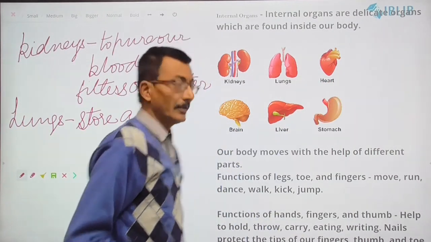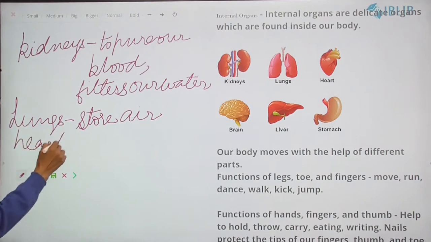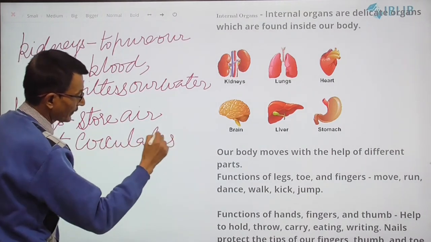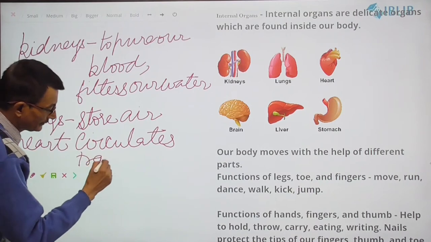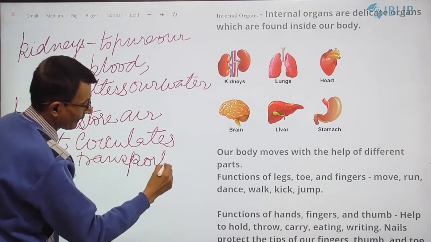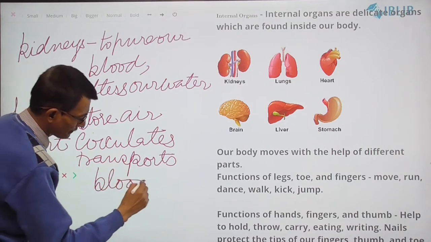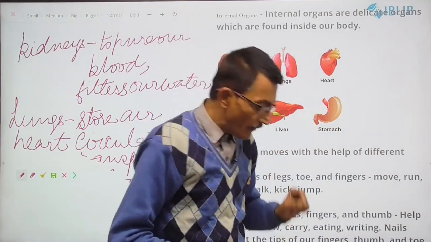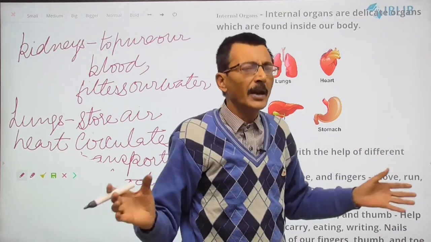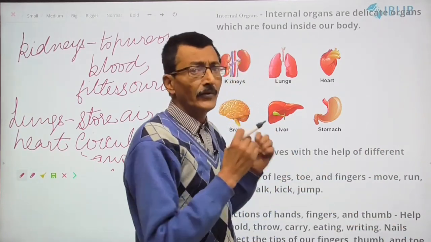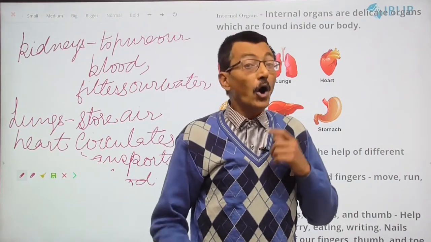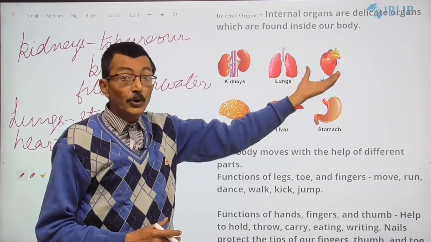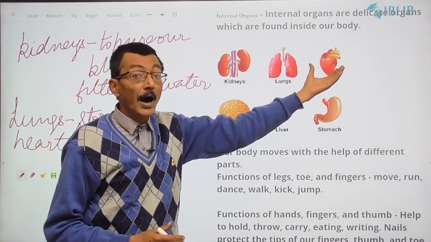Come to the heart. The heart actually circulates, it transports the blood. Now, if we get a prick in our finger, we will get blood. If we get a prick on our toe, we are going to get blood. Whenever we get hurt, we get blood. It means blood is found all over our body. Who pumps this blood? Who transports this blood? It is the function of this heart.